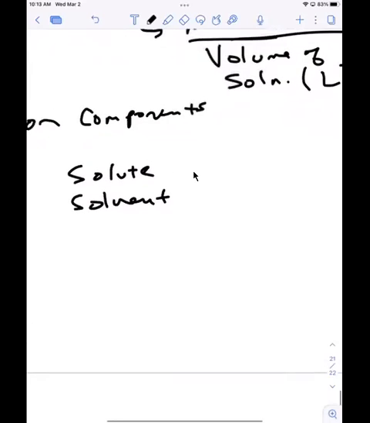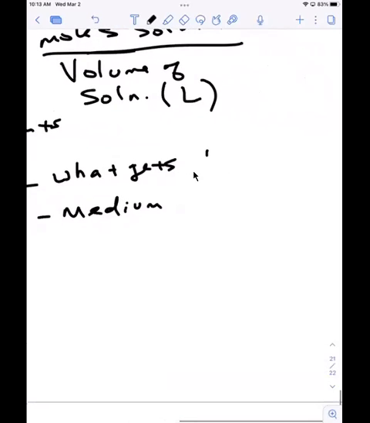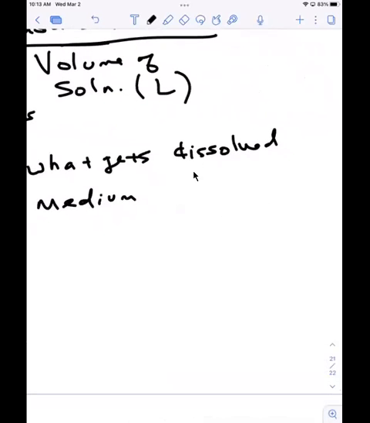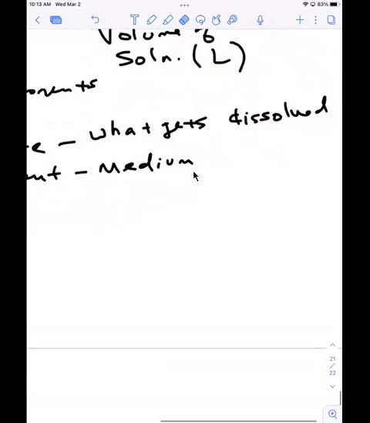Right, so the solute is the solid or whatever you're adding to the medium. The solvent is the medium, and the solute is what gets dissolved. Right, so the solute is usually present in a smaller amount than the solvent. The solvent is the medium in which you're dissolving whatever your solute is.